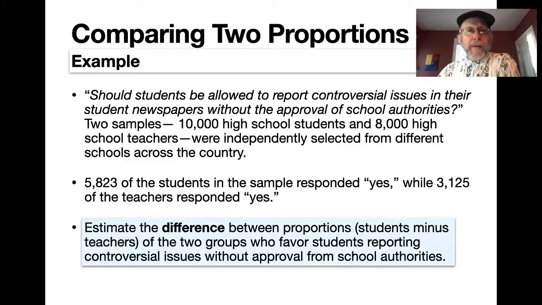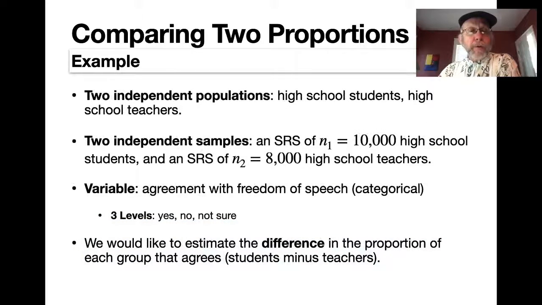So the outlines of our problem are similar to the outlines of any two proportion problem like this. That is, there are going to be two independent populations. Those would be the students and the teachers in our example. And from those populations, you draw two independent samples, one from each group. That would be our 10,000 high school students who responded and the 8,000 high school teachers.